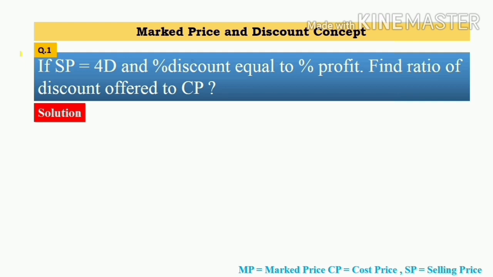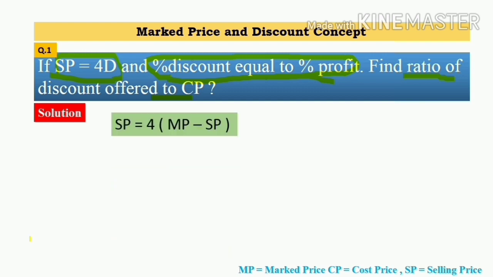So our first problem is: if SP equals 4D and the percentage discount equals the percentage profit, find the ratio of discount offer to CP. Here D means discount. Two conditions are given in the problem, that is firstly SP equals 4D and after that percentage discount equals percentage profit. And in the question it has been asked to find the ratio of discount to CP.